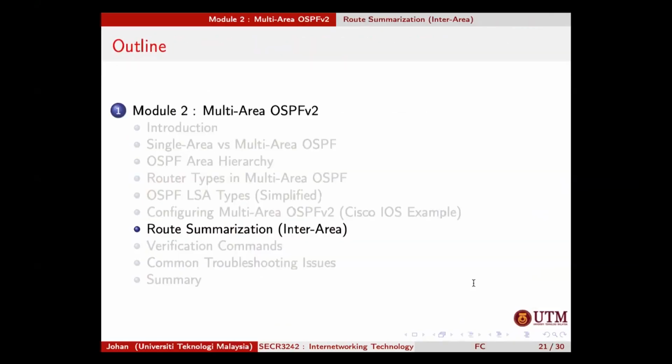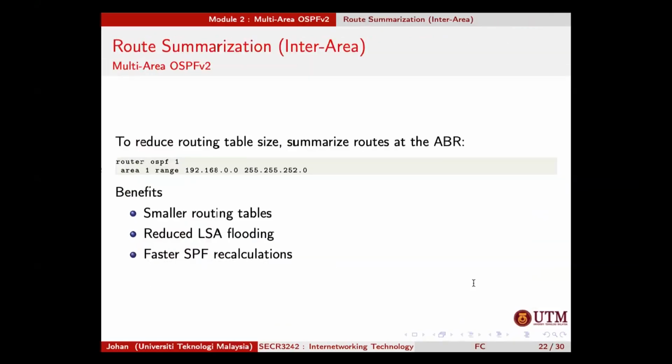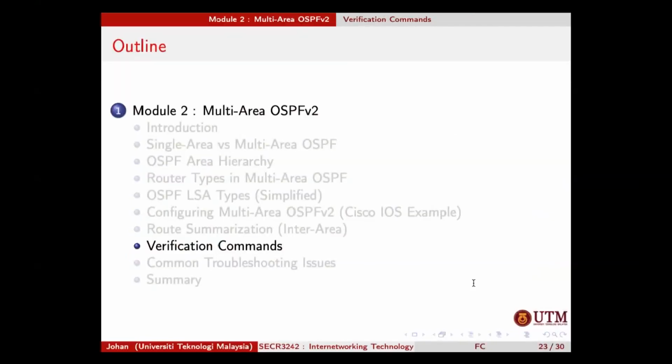All right, so route summarization. To reduce routing tables, summarize routes at the ABR. This is part of the commands. The benefits are a smaller routing table, reduced LSA traffic, and faster SPF calculation. This one I already mentioned at the beginning of this slide.